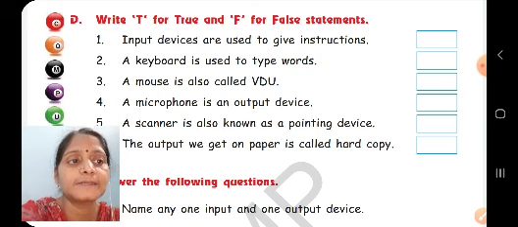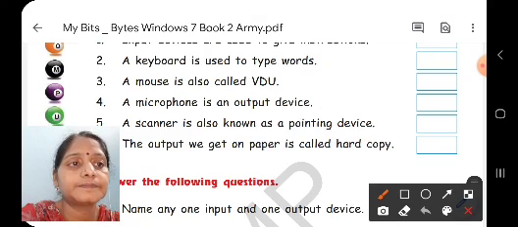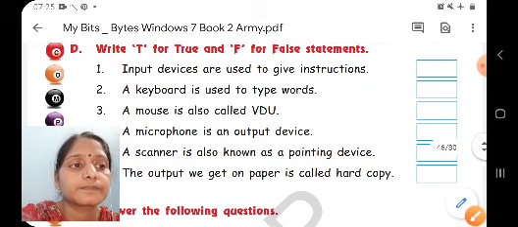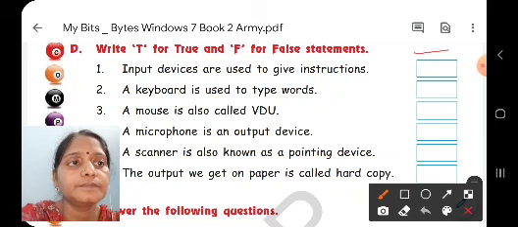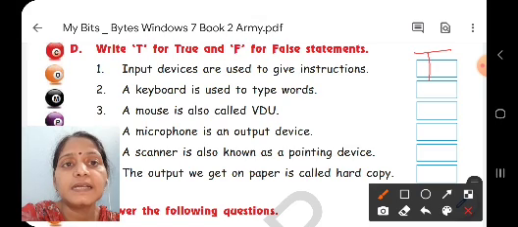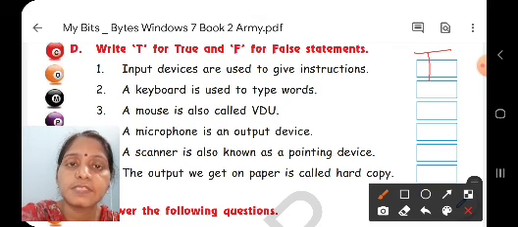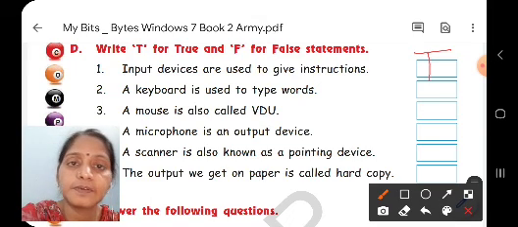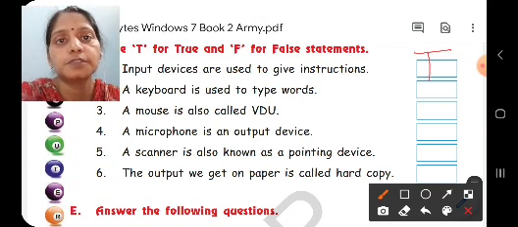So you will write here T for true. Now, second statement, children, a keyboard is used to type words. So children, by now we very well know that keyboard is used to type words. So this statement is also true and you will write T for true here.